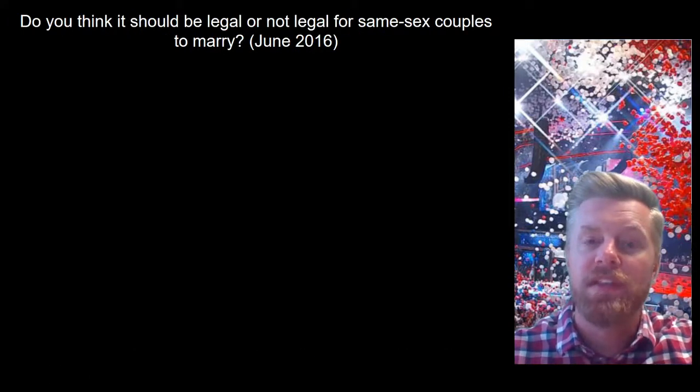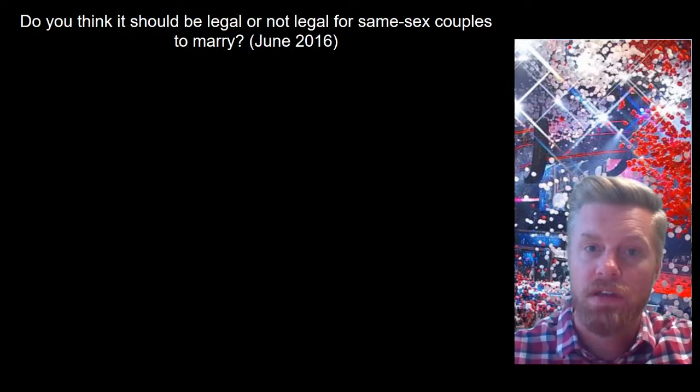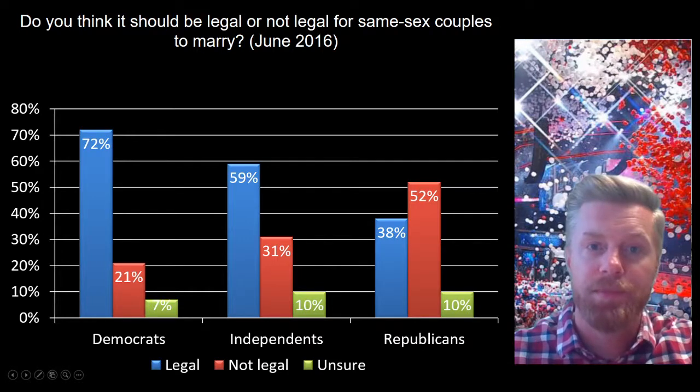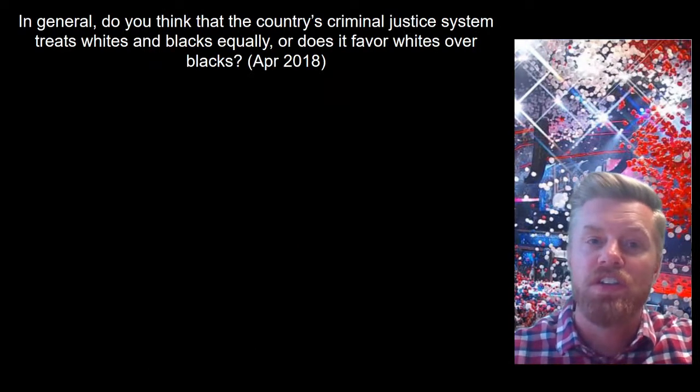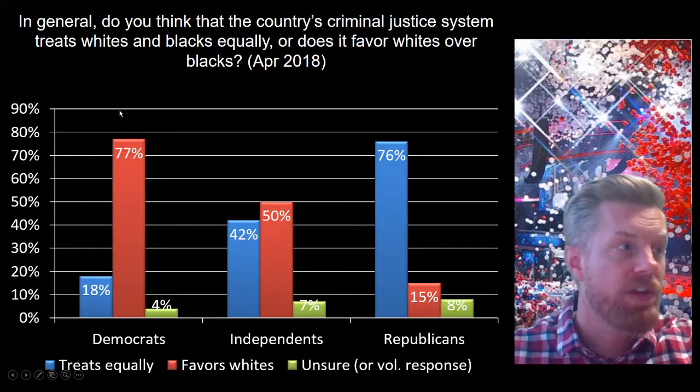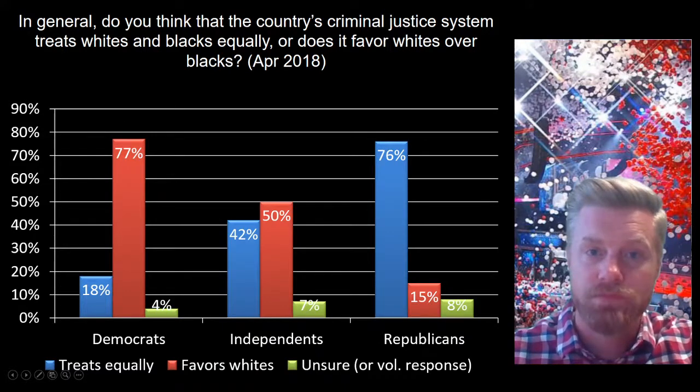Do you think it should be legal or not legal for same-sex couples to marry? If you think it should be legal, put your tally under Democrat, and if not, put it under Republican. In general, do you think that the country's criminal justice system treats whites and blacks equally, or does it favor whites over blacks? If you think our justice system treats whites and blacks equally, put your tally under Republican, and if you think there are race-based differences, put your tally under Democrats.